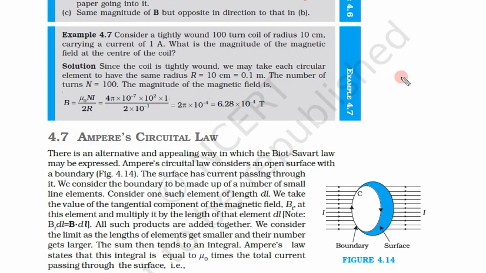So this is the magnetic field at the center of this tightly wound coil. If there is only a single loop, we say this is a loop. If there are more than one loop, this is called a coil, and the magnetic field is simply multiplied by the number of turns in the coil.